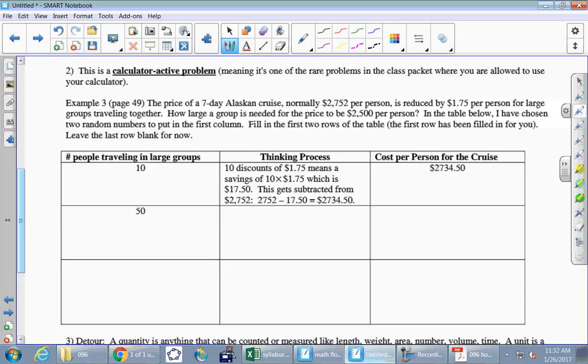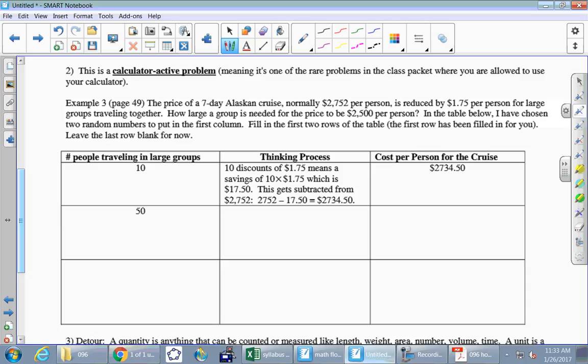No, what is that? That's the discount, right? We get to take $17.50 off of the original price. Remember, the original price was $2,752, so we subtract $17.50 and we get $2,734.50. That's the new price when we have 10 people in the group. Price per person, $2,734.50. Okay, so it's pretty straightforward to do it when there's 10 people.